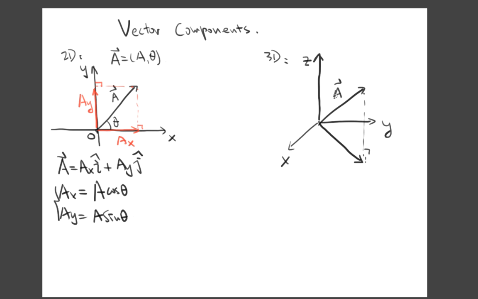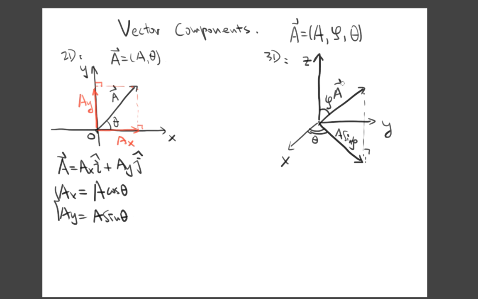And suppose A has the following representation. So A equals magnitude A and angle phi. This angle phi is with the z-axis, and angle theta. So we need 3 components to determine a vector in 3D. And theta is the angle with the x-axis. So now this vector's length is A sine phi.